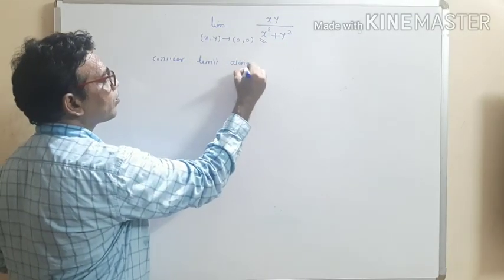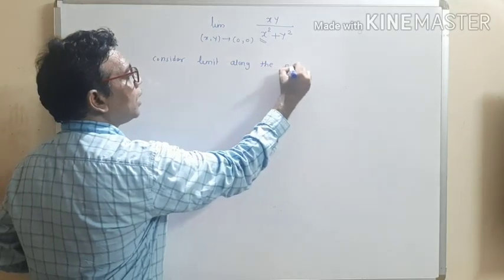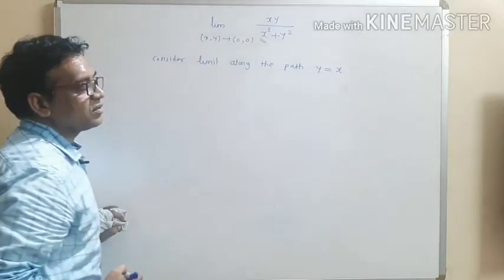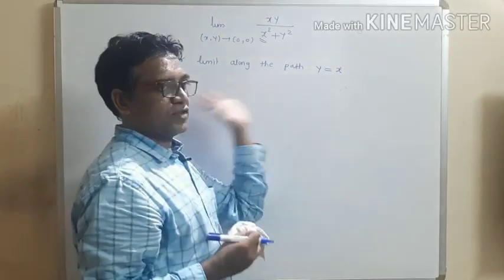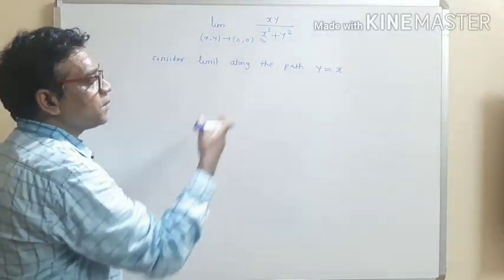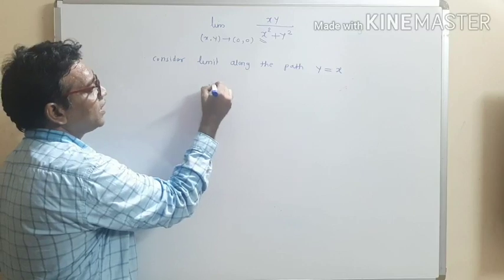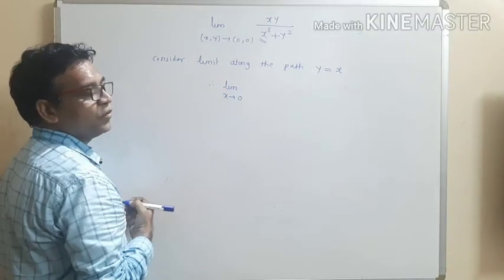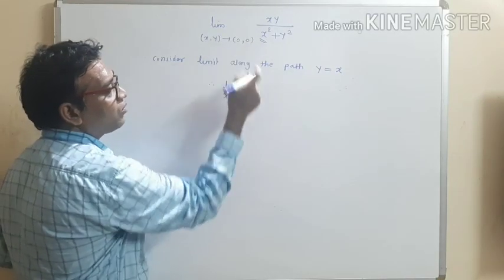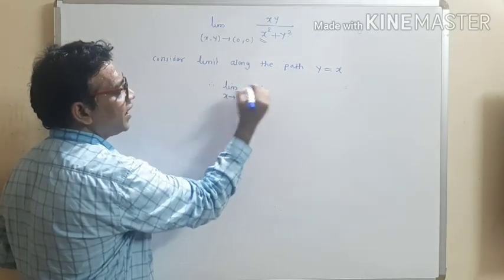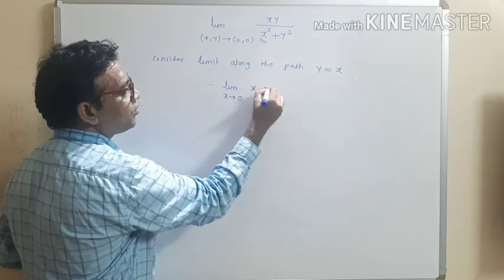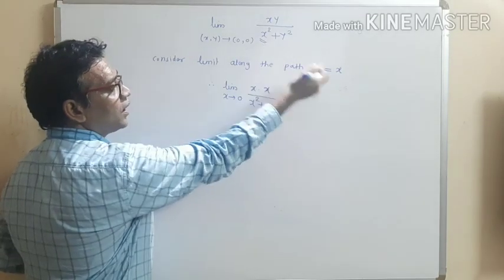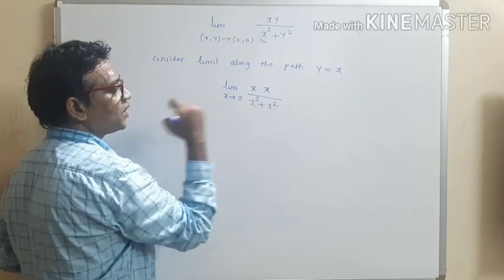limit along the path y is equal to x, or we can take y equal to mx also. Now consider this path y equal to x. So we get limit x tends to 0. Now put y equal to x in the given function. So this is x. Now put y is equal to x divided by this x square plus again put y equal to x. So this is our x square.